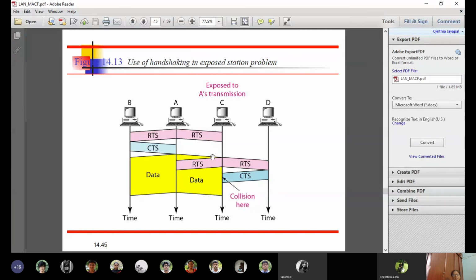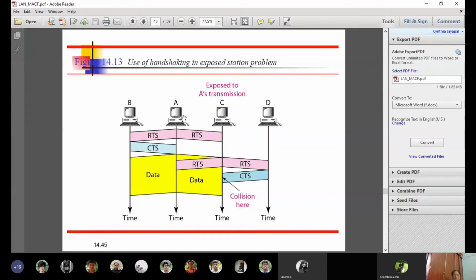Again, with the help of the same RTS and CTS packets. A will send an RTS packet, for which B alone will send the CTS. So now C doesn't receive the CTS packet, therefore it will not know that A is receiving some transmission from B. So when C has anything to transmit, it will transmit the RTS packet, and D sends the CTS packet. So C also can transmit the data. Therefore, the exposed station problem is avoided.